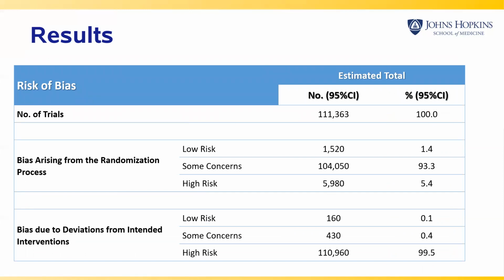More than 93% of RCTs were rated at some concerns for the bias arising from the randomization process. And almost all of them were rated at a high risk of bias for the bias due to deviations from intended interventions.